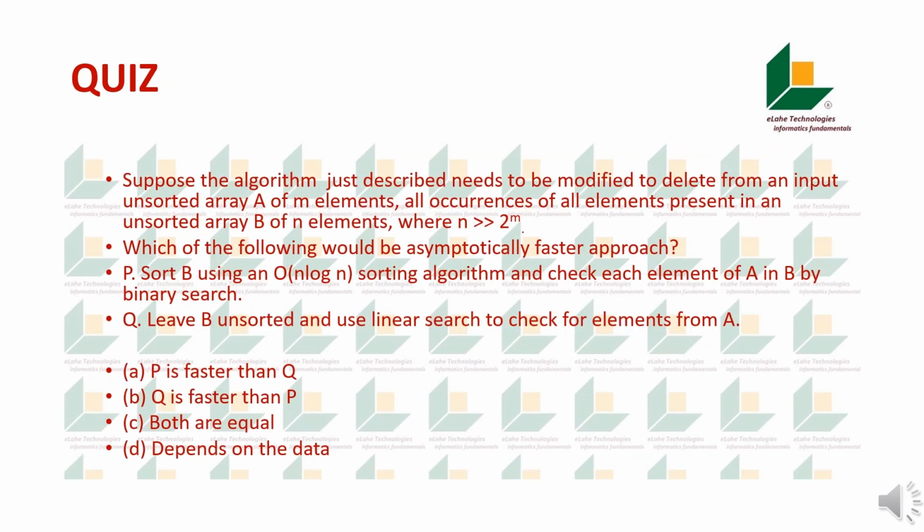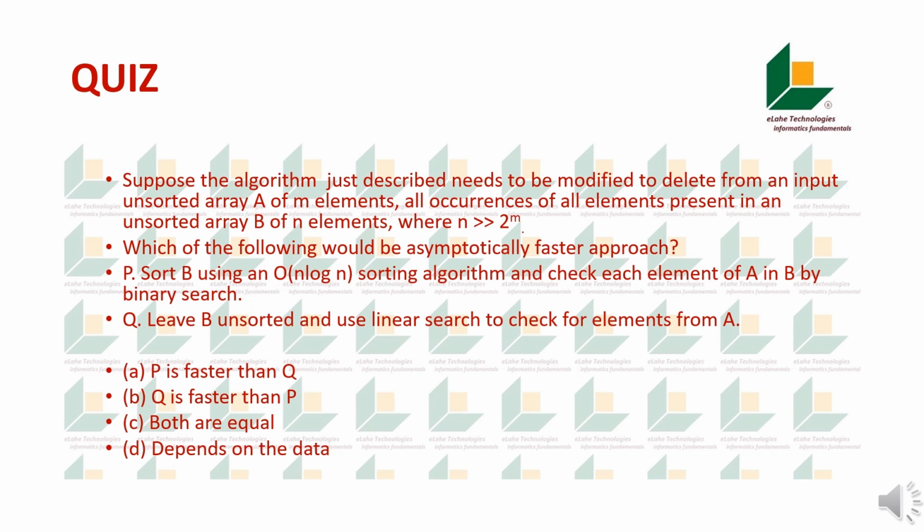Another question. Suppose the algorithm just described needs to be modified to delete from an input unsorted array A of m elements, all occurrences of all elements present in an unsorted array B of n elements, where n is much greater than 2 raised to the power of m. Which of the following would be asymptotically faster approach?